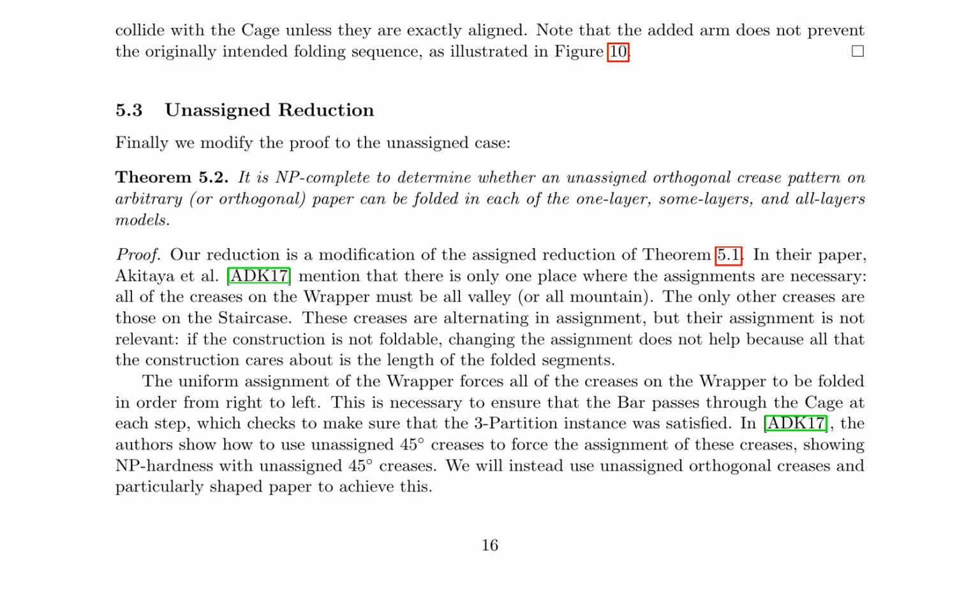The uniform assignment of the wrapper forces all creases on the wrapper to be folded in order from right to left, ensuring that the bar passes through the cage at each step, thereby checking the 3-partition instance satisfaction. The authors adapt the approach of AdK17 to utilize unassigned orthogonal creases and particularly shaped paper to achieve this, rather than relying on unassigned 45-degree creases. Overall, this section contributes to the paper's exploration of the complexity of folding orthogonal crease patterns, highlighting the challenges of unintended folding and the nuances of unassigned reduction.